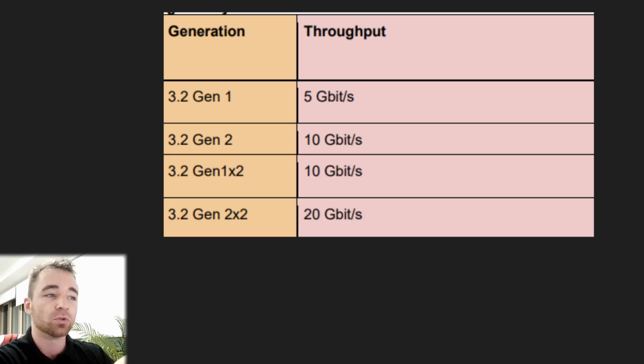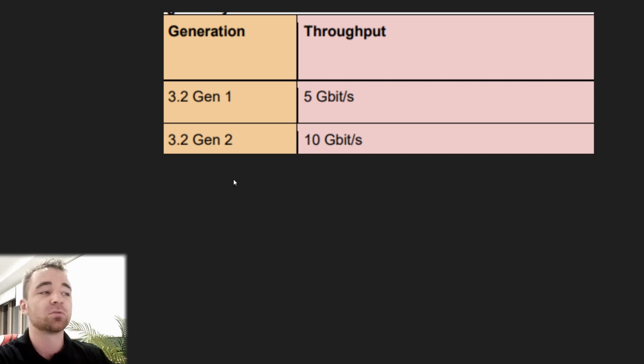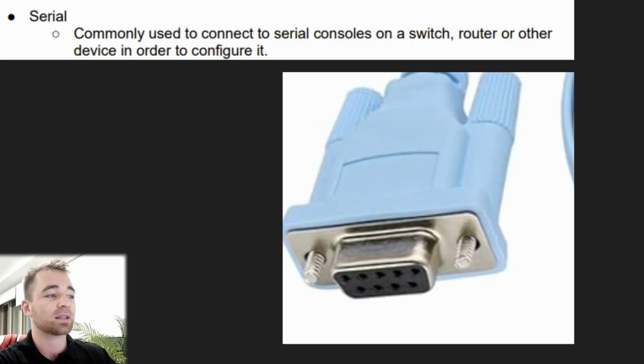Generation 1 times 2, generation 1 is 5. 5 times 2, I think I did that in math class, that's 10. Okay, right? So if you just remember those two, and remember how your basic times tables work, you should be fine. So make sure you got that on lock.